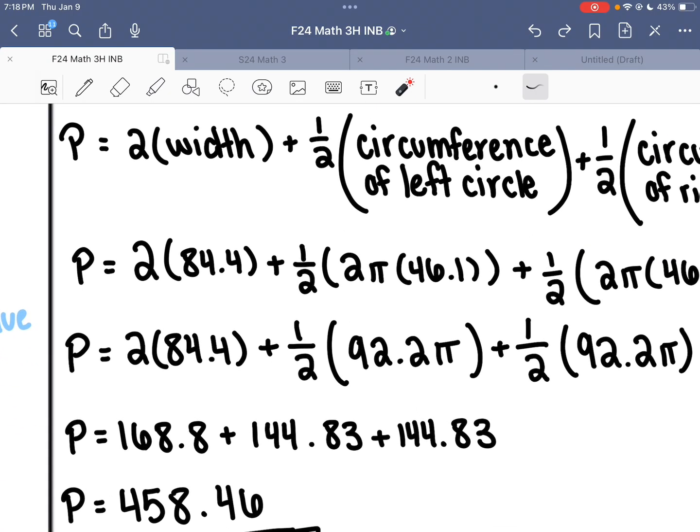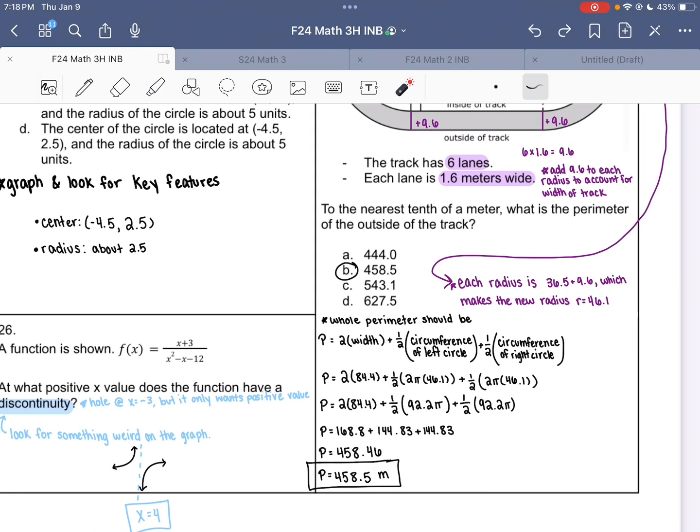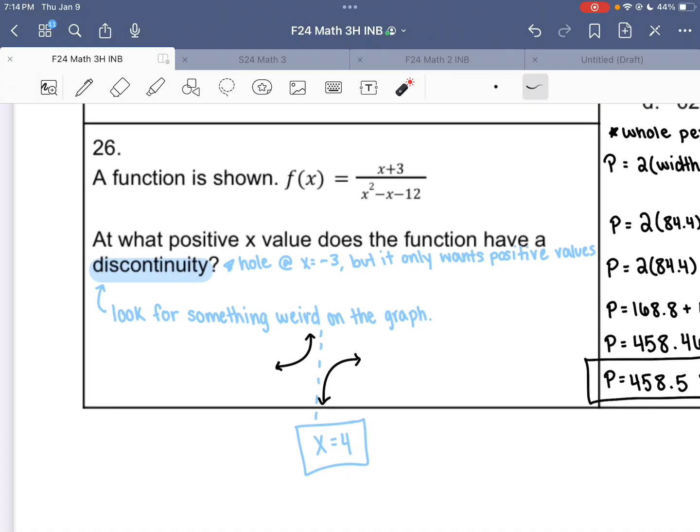Now I know that the radius is 46.1 and circumference of a circle is 2 pi times the radius. So here I just plugged in my values and I kept working my way down until I got down to this value here. It says to round to the nearest tenth of a meter, so I got 458.5 meters. For number 26, we're back to talking about discontinuities.